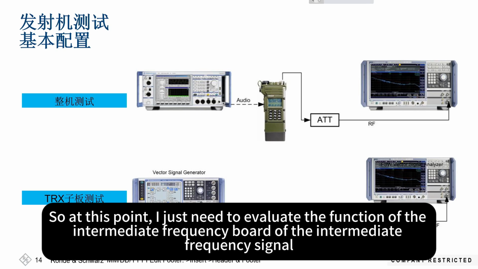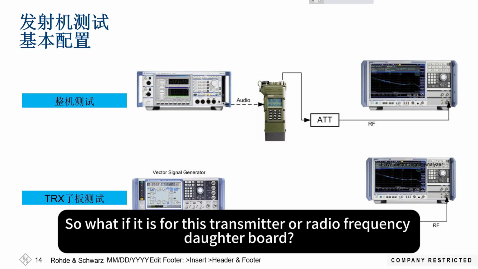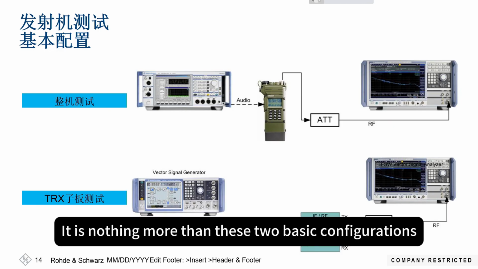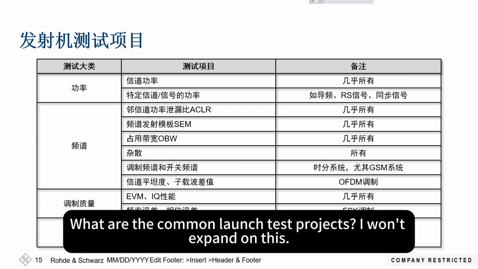So at this point, I just need to evaluate the function of the intermediate frequency board and the intermediate frequency signal. What if it is for this transmitter or radio frequency daughter board? It is nothing more than these two basic configurations. What are the common launch test projects? I won't expand on this.